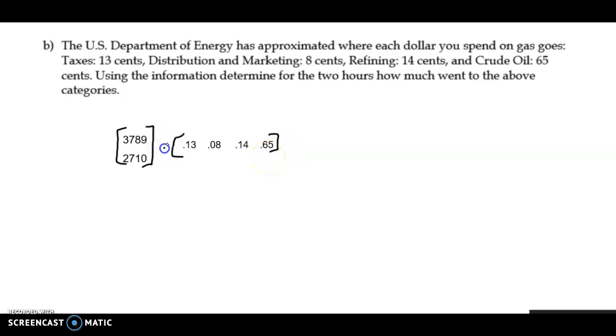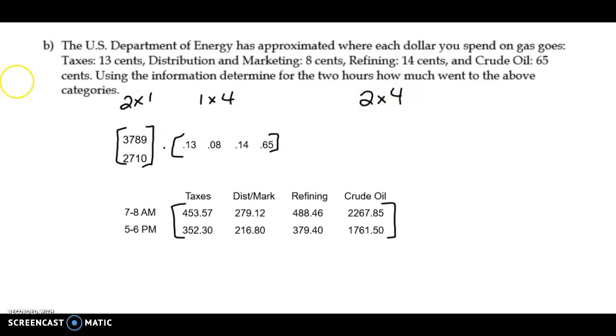So we can multiply the price of the gas. So now we rewrote that as a 2 by 1 times the price, or where each cent goes out of each dollar. So 1 by 4. There we go. So your final answer should be a 2 by 4. So go ahead and pause the video, see if you can come up with it.